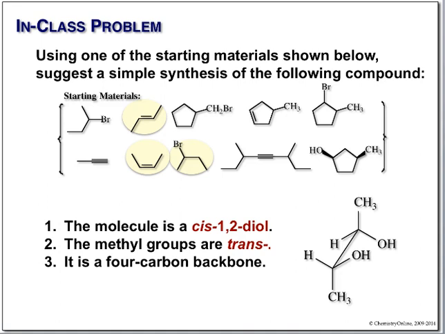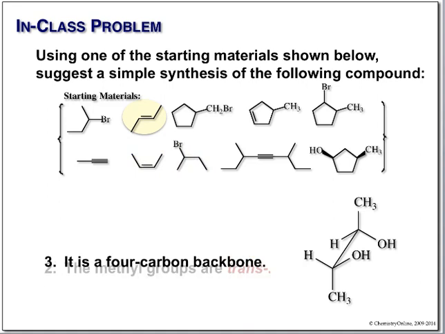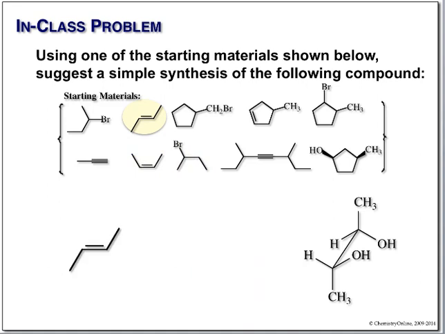Do we want this guy where the methyls are trans, or this one where the methyls are cis? Well, here, our methyls are trans, aren't they? They're not going to move. Therefore, we want the trans alkene. Trans 2-butene is what you're shooting for.